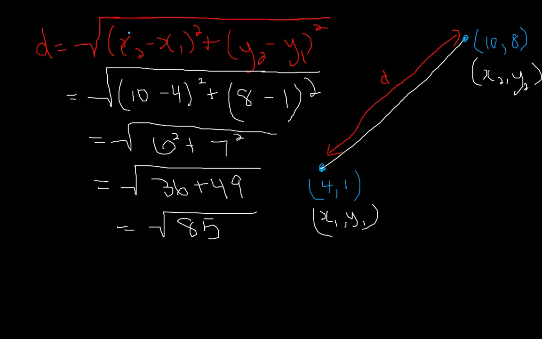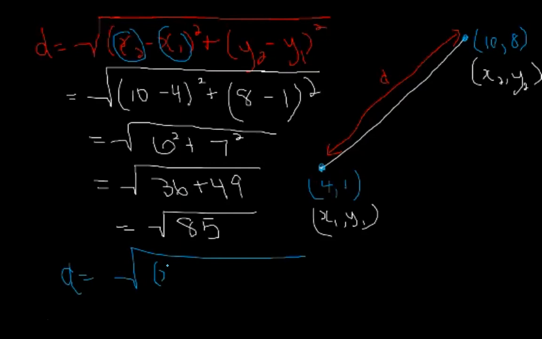Just a note here, these are interchangeable. So if you wanted, you could put these equal to the square root of x1 minus x2 squared plus y1 minus y2 squared. Doesn't matter, you get the same thing.